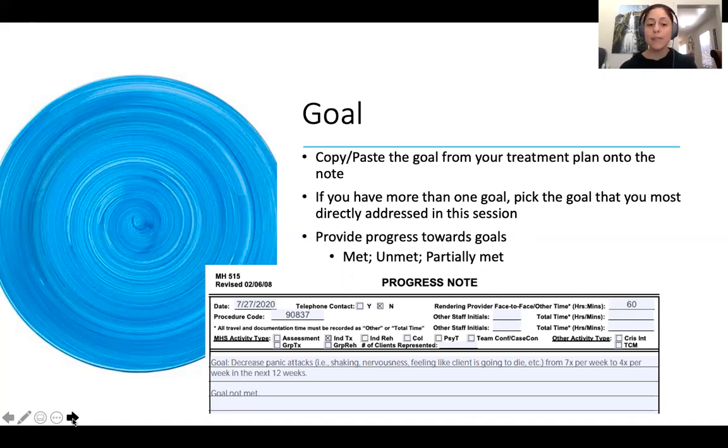So you can see below that I have written my goal, which you may remember from the treatment planning video: decrease panic attacks, explaining what those are, from 7 times a week to 4 times per week in the next 12 weeks. And right below that, I have written goal not met.